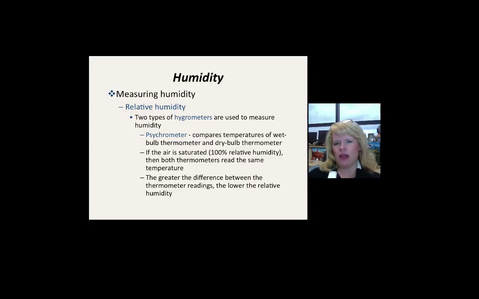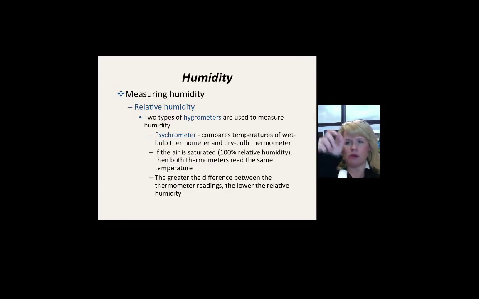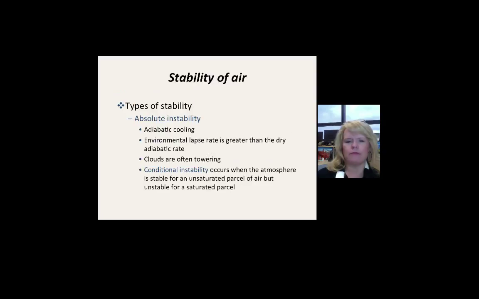So when an air mass is 100% saturated, it means it has 100% relative humidity. On a psychrometer, both thermometers, wet bulb and dry bulb, read the same. The greater the difference between the thermometer readings, the lower the relative humidity will be.